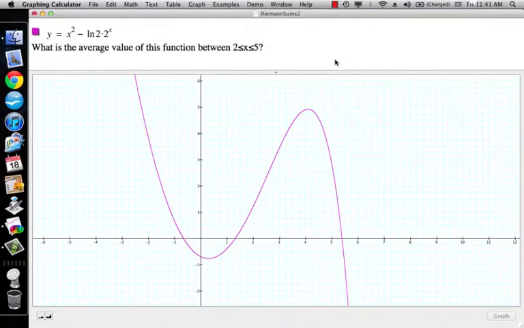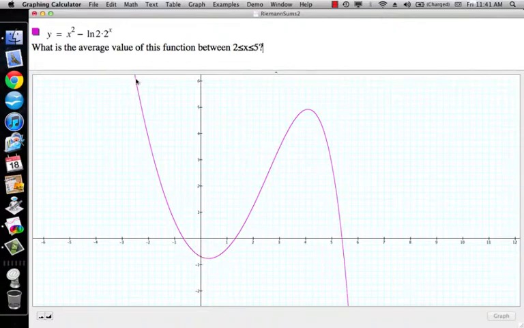Okay, so I've got what seems to be a really complicated thing that we're going to do in this video, but we're going to work through it, and you're going to see how it goes. So the question is, I got this function that I made, and it looks kind of scary, but it's going to turn out to be not all that scary.